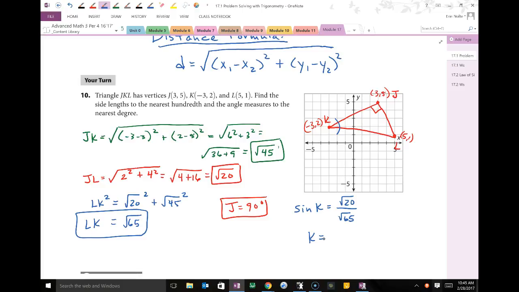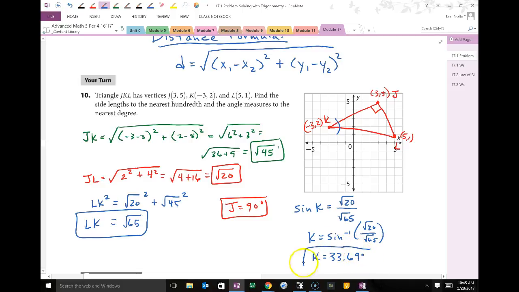Because we're looking for an angle, you have to type in sine inverse. So with an angle, you need the inverse. The only time you use inverse is if you're looking for the angle. If you're looking for a side, then you just use sine or whatever trig function you're using. Anybody? 33.69 degrees.